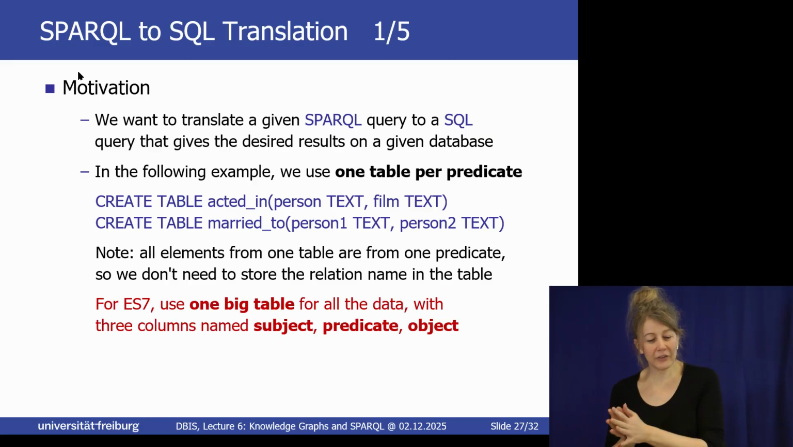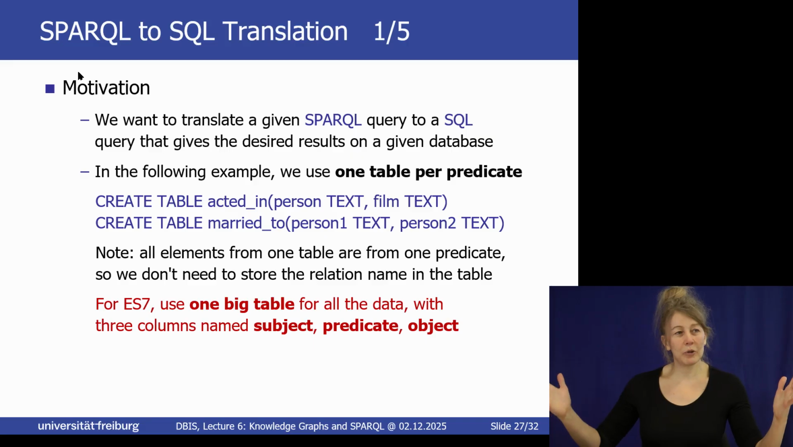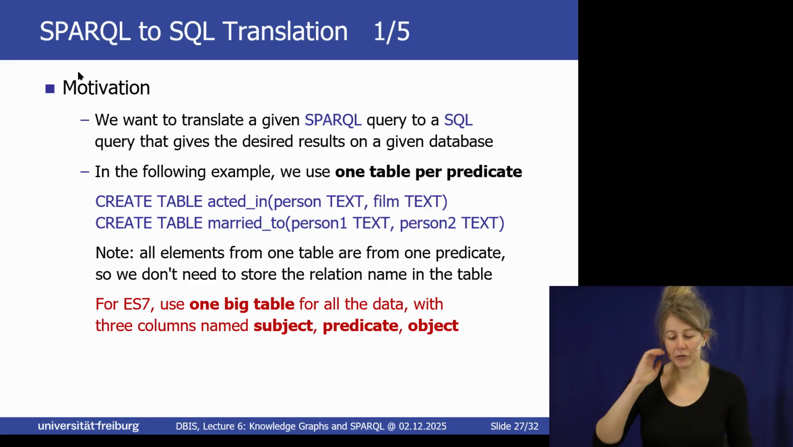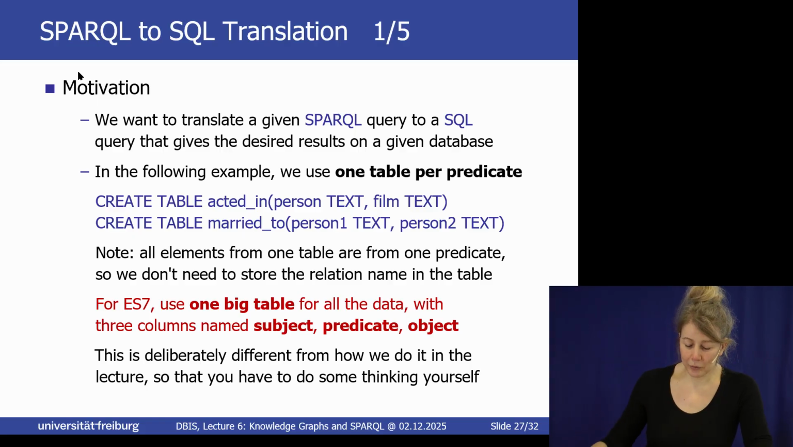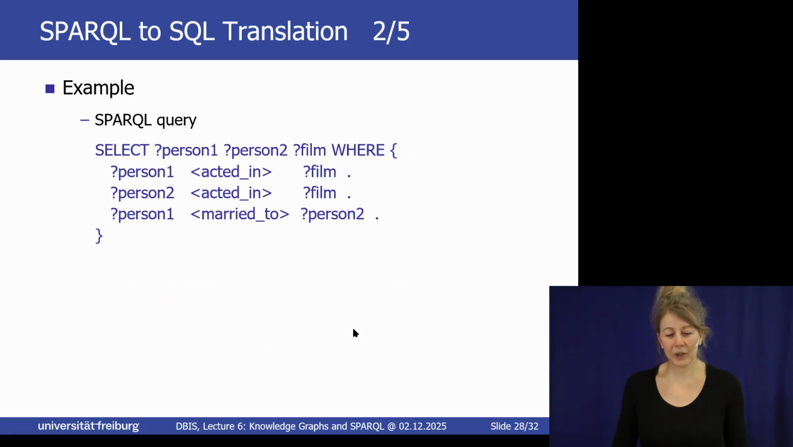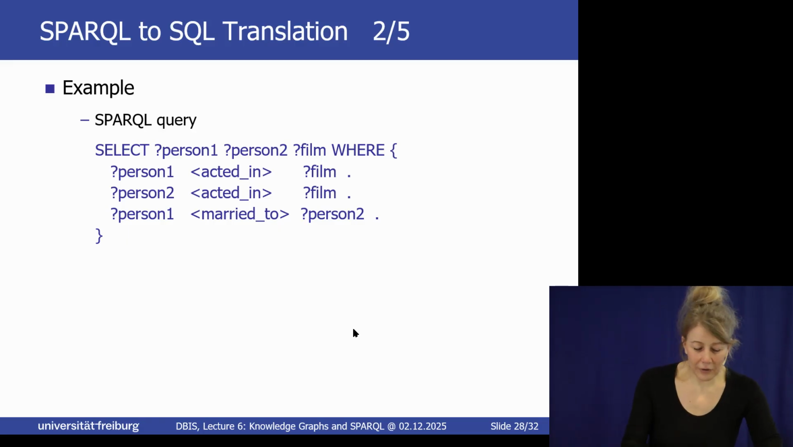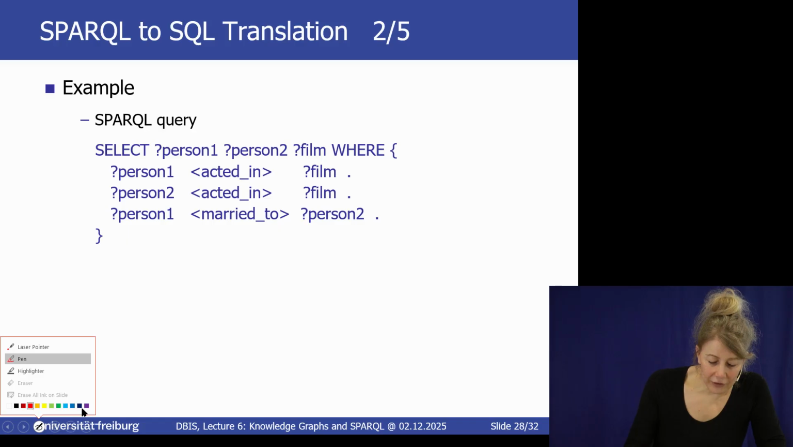Actually, for the exercise sheet, you will have one big table with everything. Here I have one table for each predicate, and we just did that so that you can't just copy it from the lecture. You have to do some thinking yourself. I think it's more fun that way. And what we do now is we want to translate this query to a SQL query. And that's the last thinking thing we do. And that's very interesting, and let's do that together.